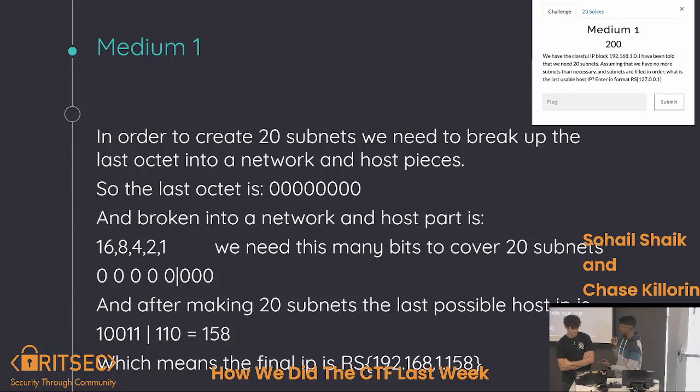And then from there, you actually have to go to 19 because the first one is indexed at 0, so 000 counts as a subnet, and therefore you have to go to 19 in order to get to the 20 subnets. And then the last digits are just 110, getting to the last host possible. And then that translates back to 192.168.1.158.